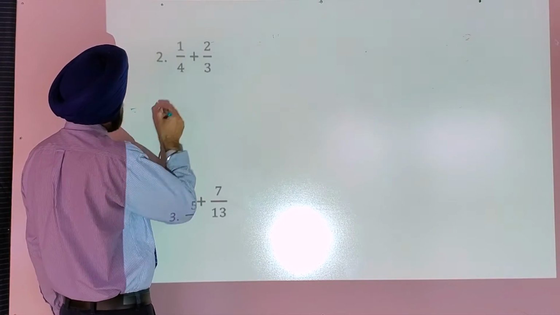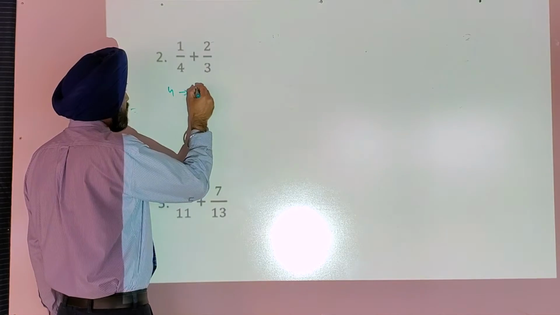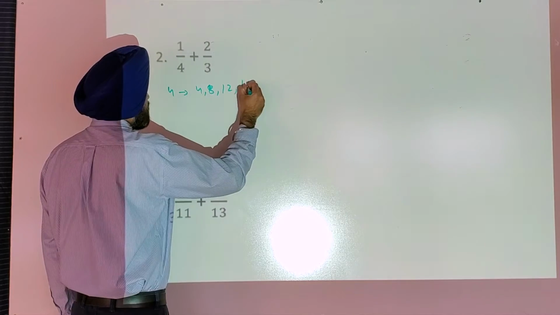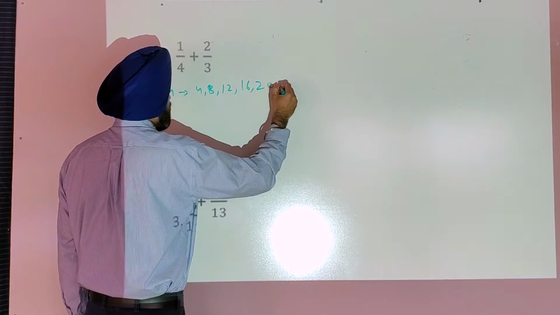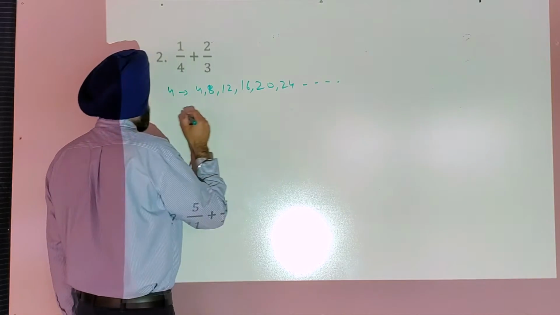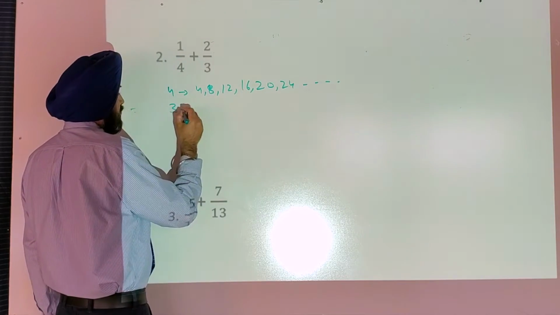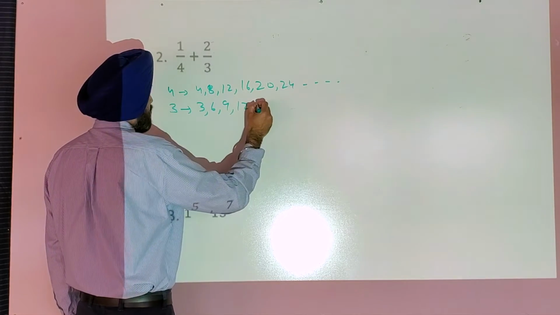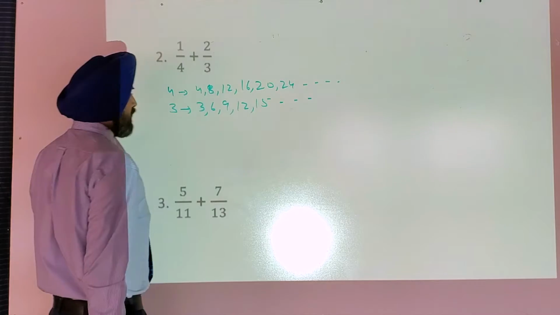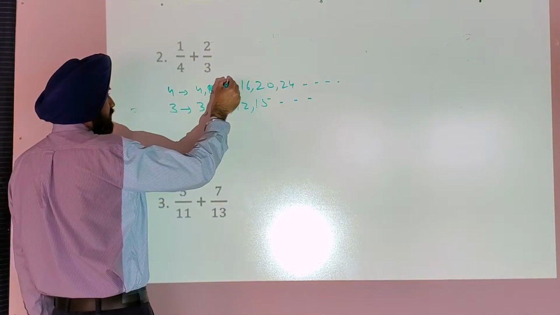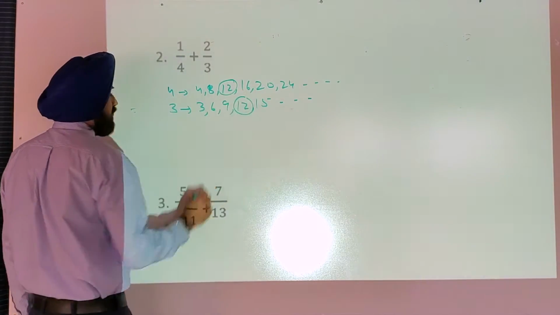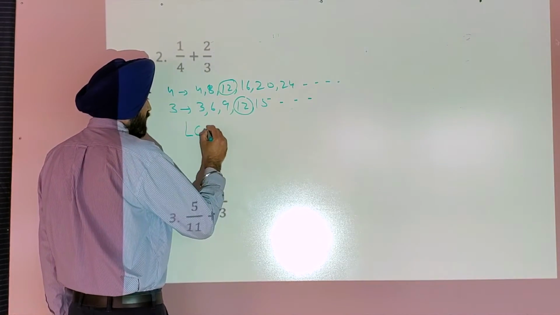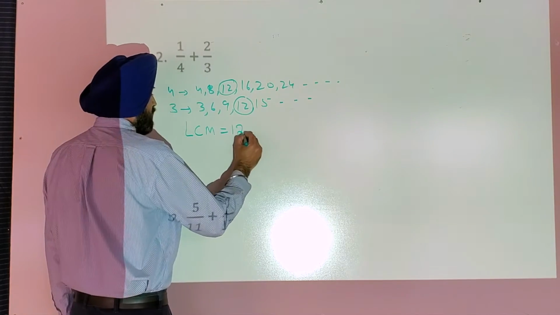So 1 over 4. Write the multiples of 4. Multiples of 4 are 4, 8, 12, 16, 20, 24, and so on. And multiples of 3 are 3, 6, 9, 12, 15, and so on. So see, 12 is common. So this is 12, this is 12, both are 12. So the lowest common multiple, I'm just writing LCM, is 12.